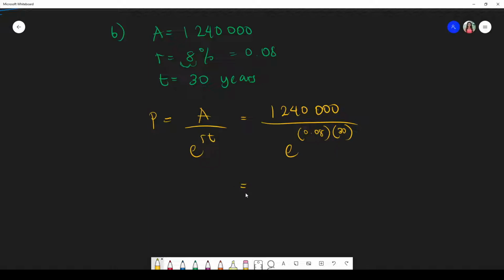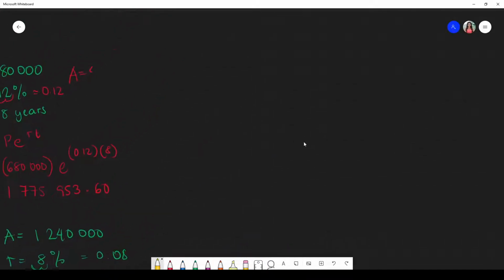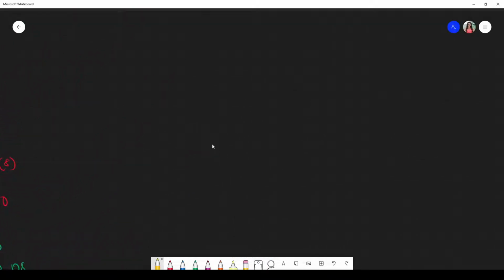And now it's just a matter of us plugging in this equation in our calculators, which would give us a value of 112,490.26 as our initial population, given these values that we have here. So this is our final answer given our known values of A, R, T. Okay, so let's move on to another example. Now, what if we have to solve for the rate?